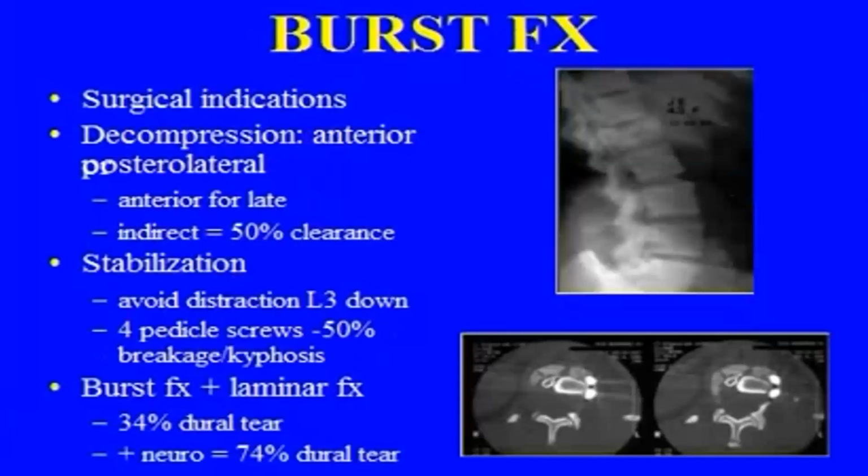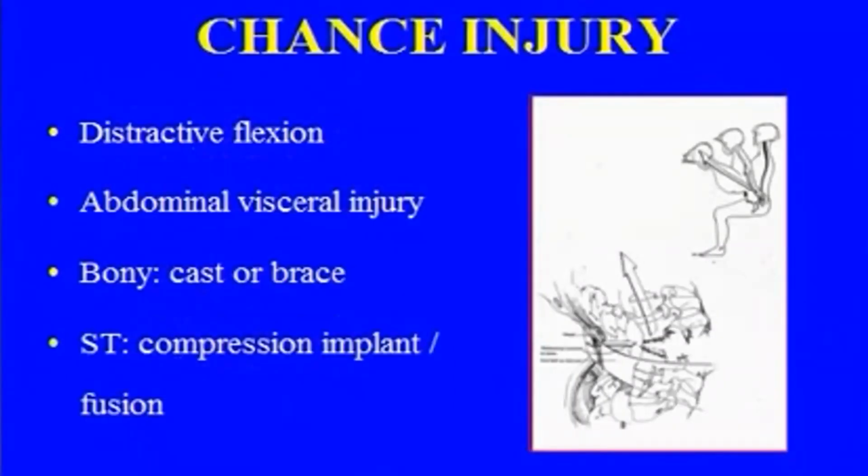Chance fracture, a flexion distraction injury: you have a high incidence of abdominal visceral injuries in children. You have two types. You have one passing through bone, you can treat it in a cast, and one passing through the ligaments, you have to operate.